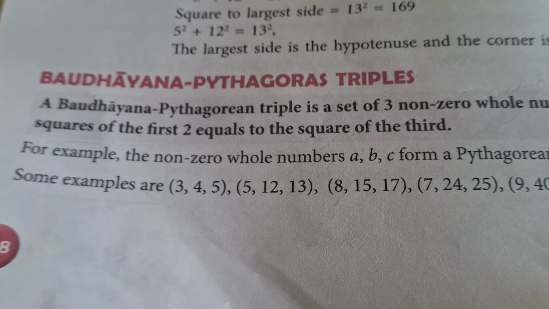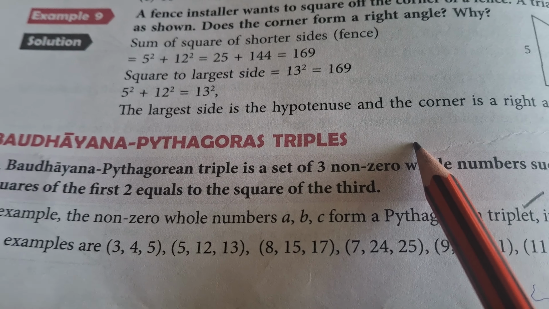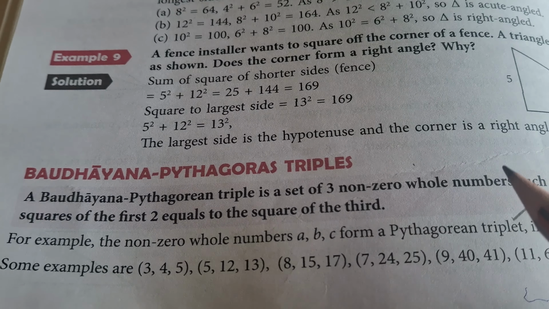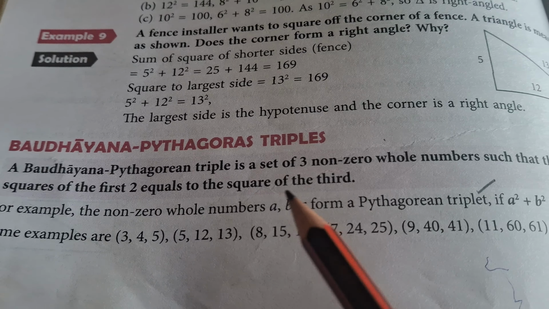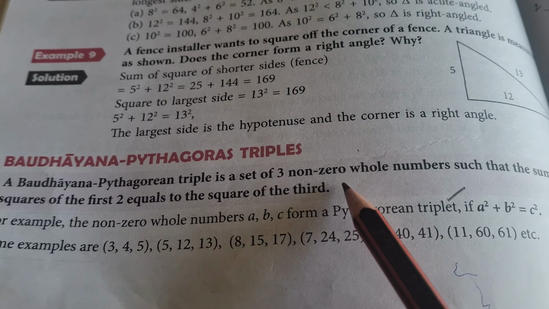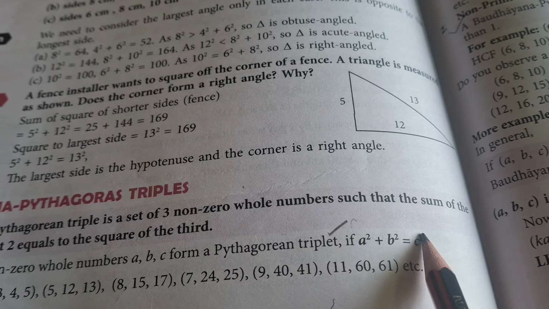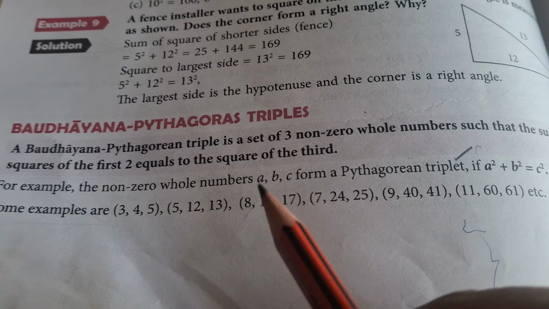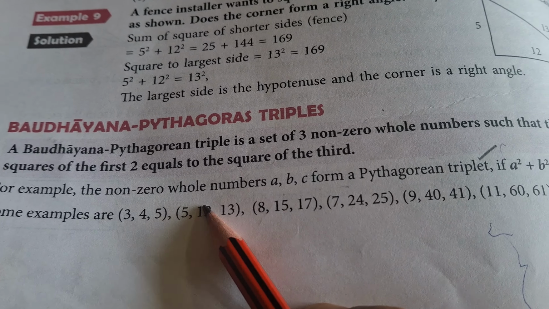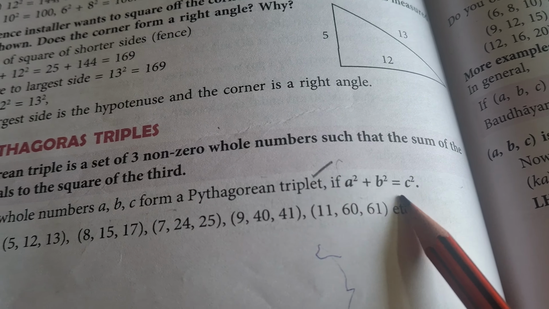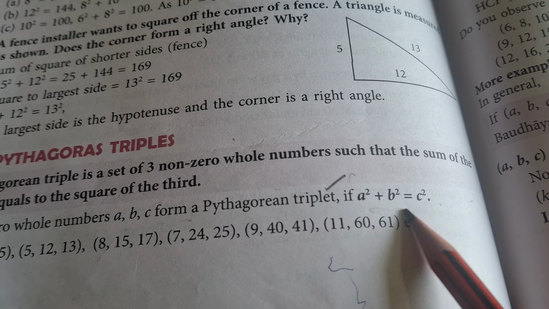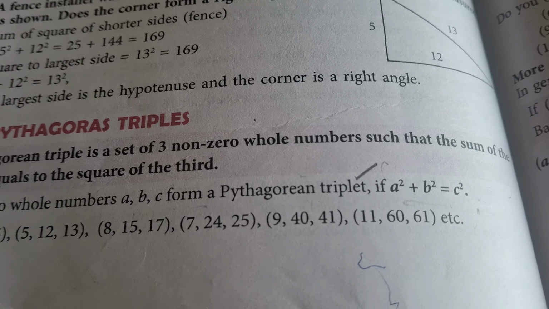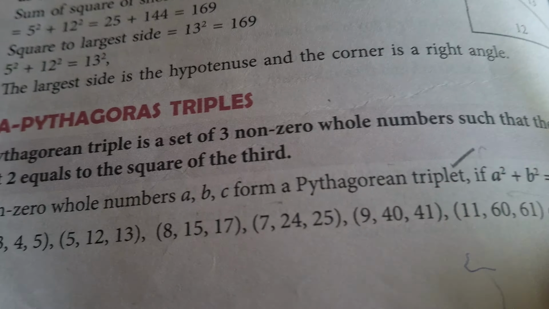Now, Bodhina-Pythagoras triples. We know that triples means a set of three numbers. A Bodhina-Pythagorean triple is a set of three non-zero whole numbers such that the sum of the squares of the first two is equal to the square of the third. That means if a, b, c are three non-zero whole numbers, then a square plus b square is equal to c square. If this condition is satisfied, then they are a Pythagorean triplet. Otherwise, not.